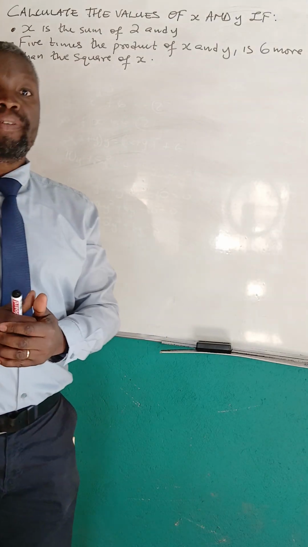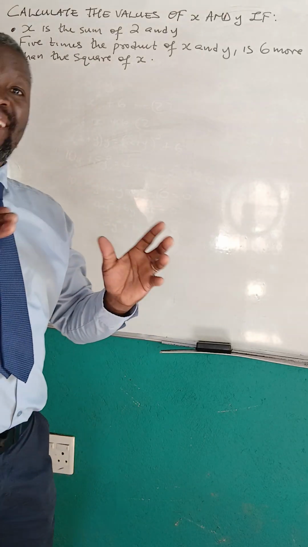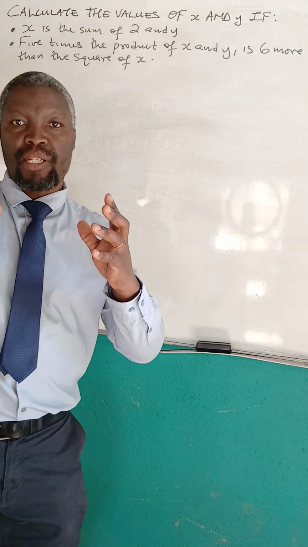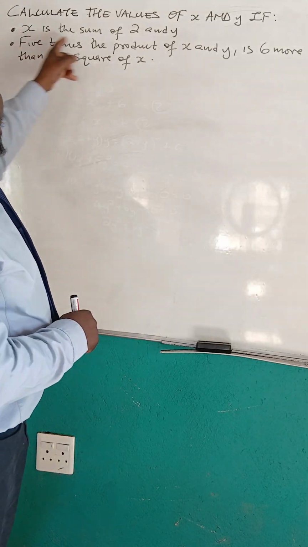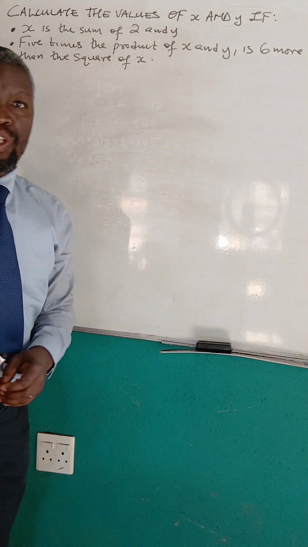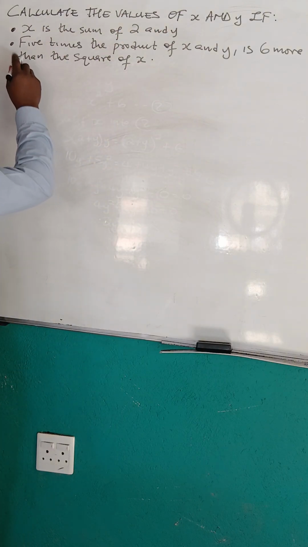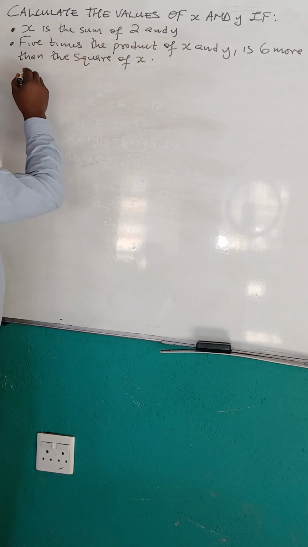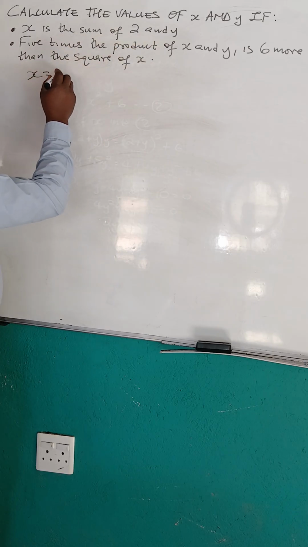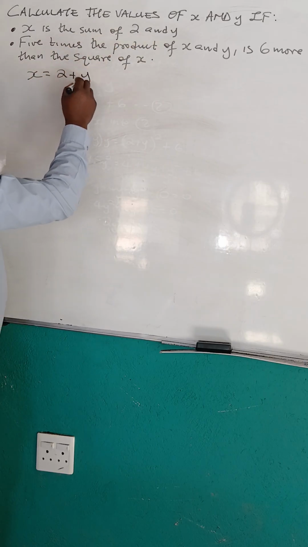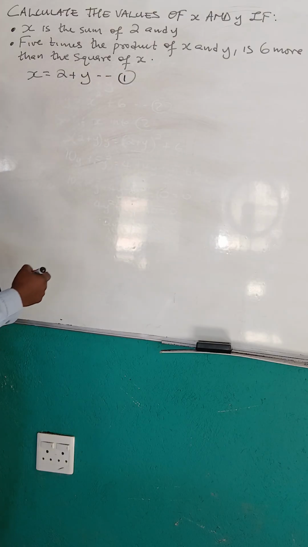The first thing we need to do is to come up with equations that will represent the two statements given on the board. The first equation will be: x is the sum of 2 and y, so we'll get x equals 2 plus y. That is the first equation.